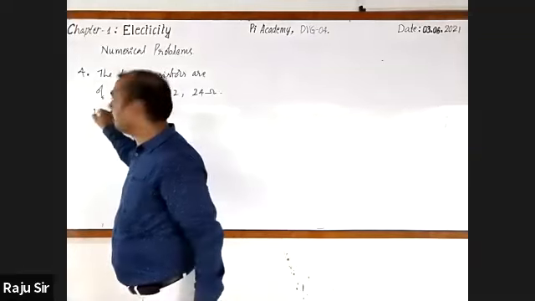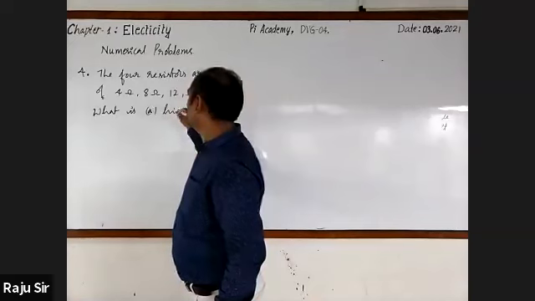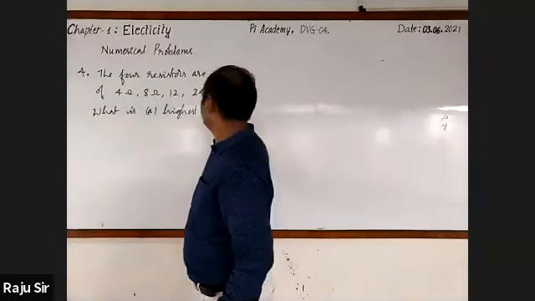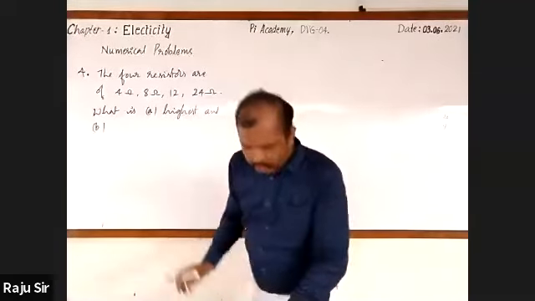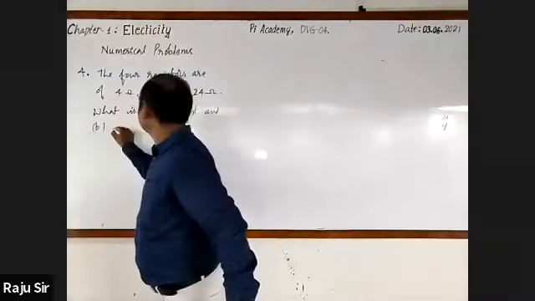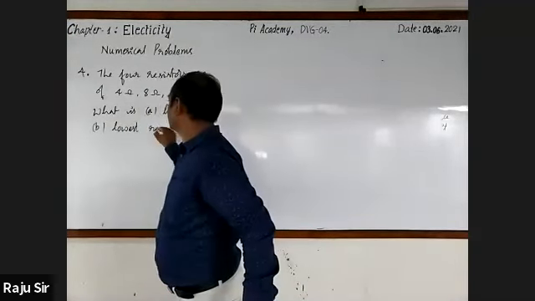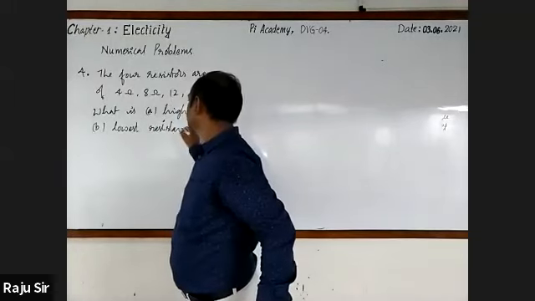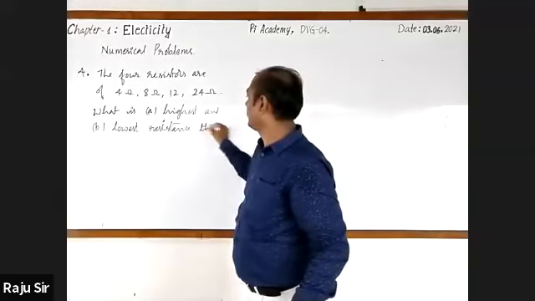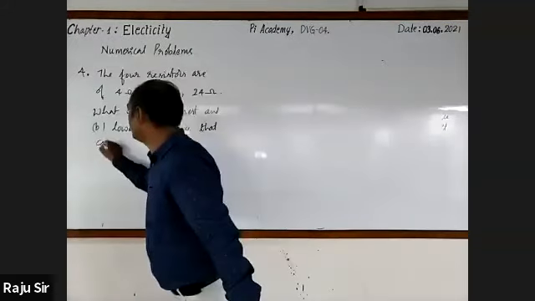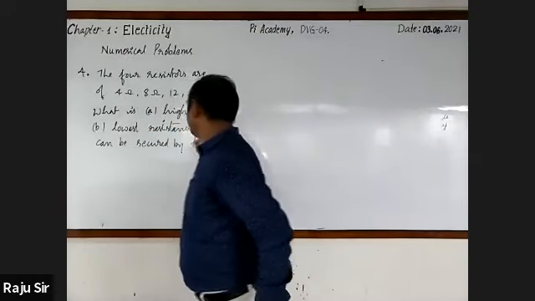Now, continue. What is the highest and lowest total resistance that can be secured by the combination?